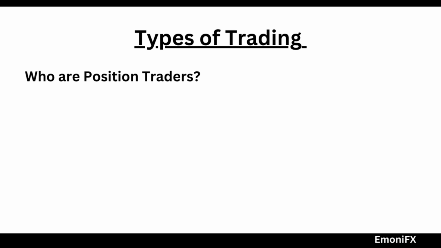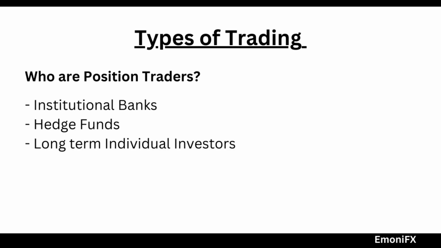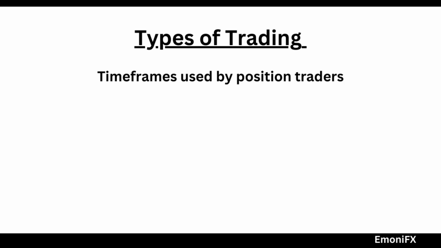So who are position traders? The position traders are the institutional banks like JP Morgan, Goldman Sachs, Morgan Stanley, and so on. We also have hedge funds as position traders, and we also have long-term individual investors. Now, what are the time frames used by position traders? We have the 1 month time frame, the 1 week time frame, and the daily time frame. They use the 1 month time frame to get the bias, the 1 week time frame to get a range, and the daily time frame to get the entry.